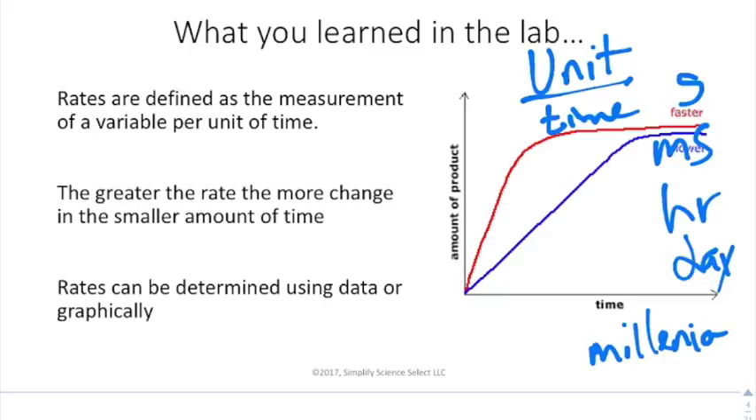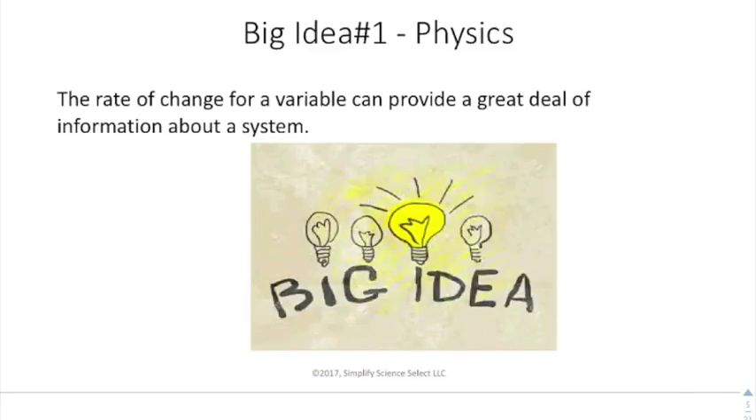So the greater the rate, the more change there is in a smaller amount of time. If you were to look right here, I'm producing a larger amount in the same amount of time than I am here. So the blue line is much slower and the red line is faster. Now eventually it catches up because the rate slows down, but rates can be determined either using data or graphically. So, big idea number one is that the rate of change for a variable can provide a great deal of information about a system. A lot of times we're not interested so much in a measurement, but how that measurement changes as a function of time.